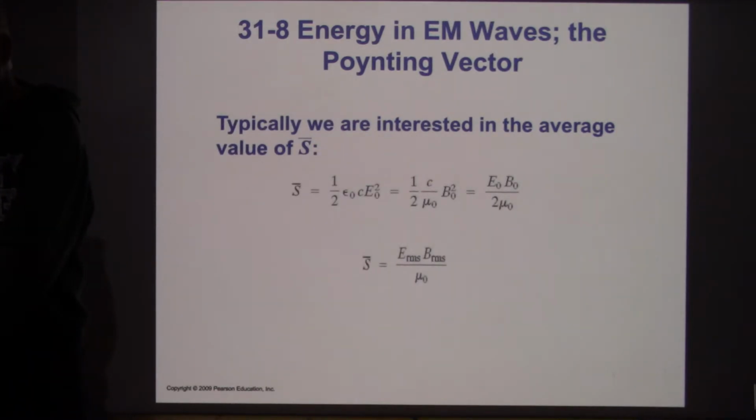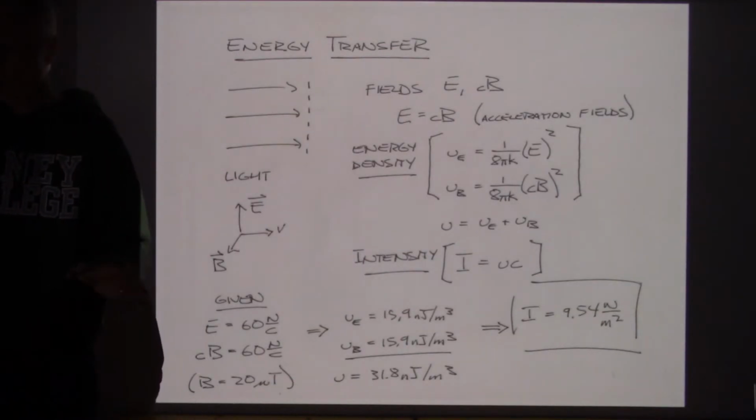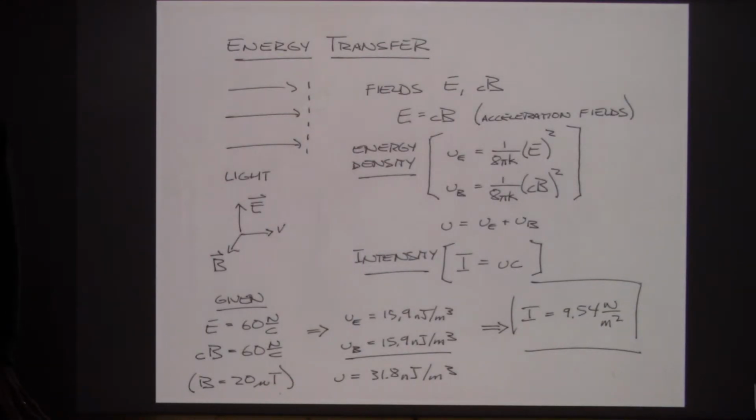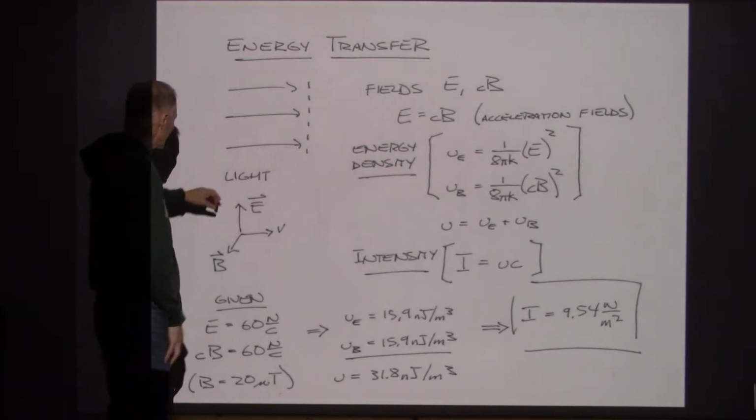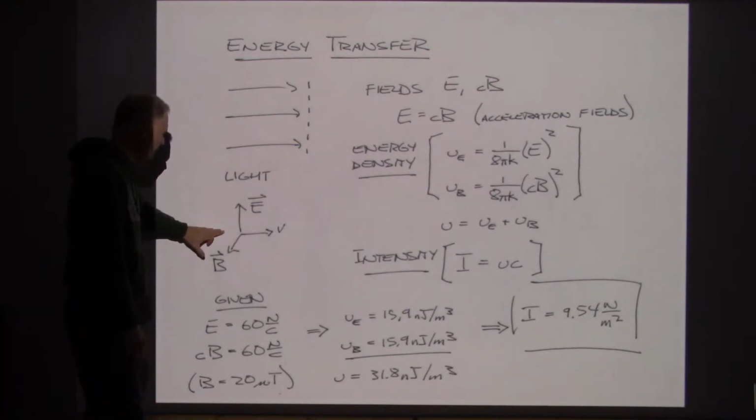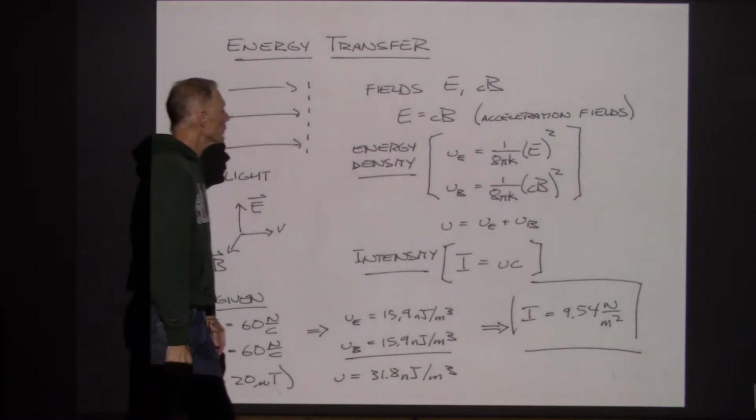Okay, now there's a bunch of equations like this that they go through in the book. You are welcome to use those. But I'm going to suggest using a different set of formulas right here. And so I'm going to say here is light propagating. It consists of these electric and magnetic fields that are all mutually perpendicular.